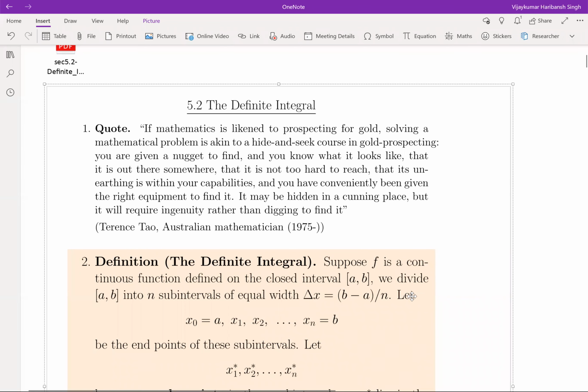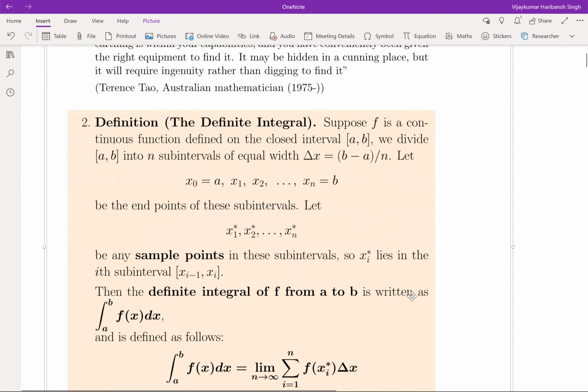We want to basically generalize the idea of area under the curve using Riemann sum. So that is what is called a definite integral. So in definite integral, you do the following.